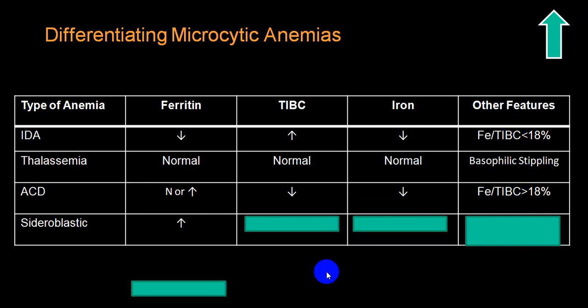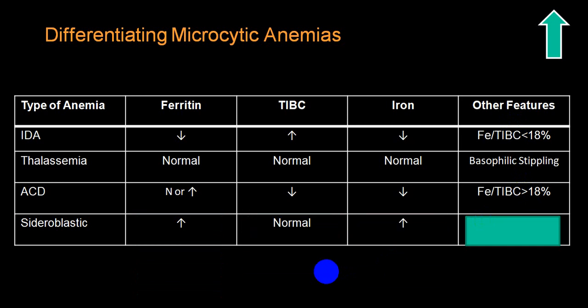In sideroblastic anemia, ferritin will be high, TIBC will be normal, and iron level will be elevated. This becomes a very important clue to differentiate these 4 groups in microcytic anemia very easily. So do remember that in iron deficiency anemia, TIBC is elevated, while the other two, that is ferritin and iron level, are reduced. While in sideroblastic anemia, ferritin is high, iron level is high, TIBC is normal. In thalassemia, all the 3 are normal.